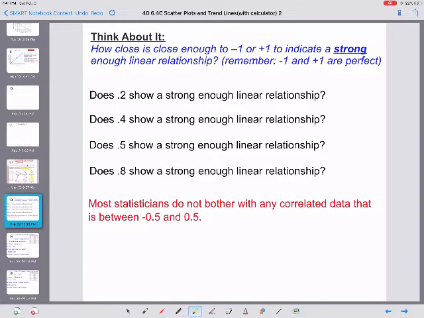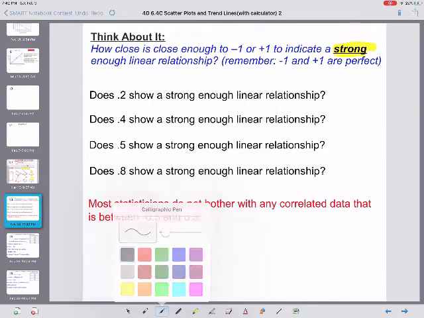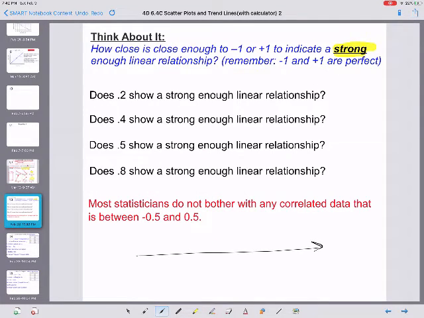So let's talk about this. Think about it. And I really encourage you guys to pause the video and to think about these questions, okay? It says, how close is close enough to -1 or +1 to indicate a strong enough linear relationship? Remember, they go between -1 and +1. So think of a number line here, from -1 up to +1, with smack dab right in the middle would be 0.